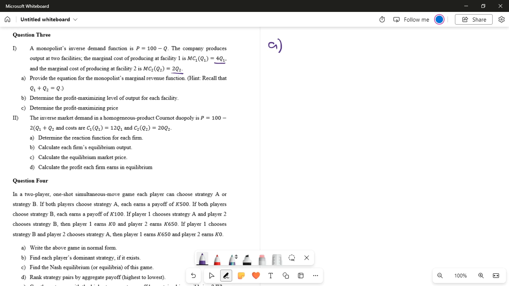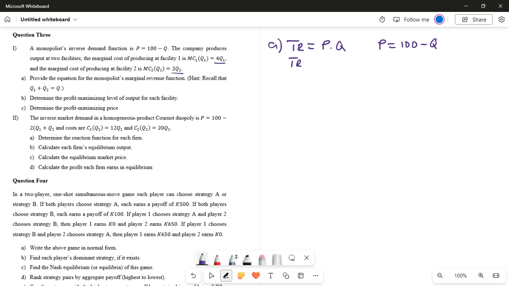But we know by now that marginal revenue comes from total revenue. It is after differentiating total revenue that we end up getting the marginal revenue, right? And what we also know is that total revenue is just the product of price and quantity, right? So in the statement, we've been told that the price is 100 minus Q, meaning that where there is P there, we are going to put 100 minus Q.